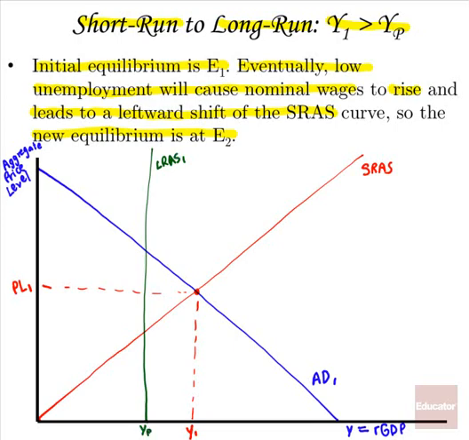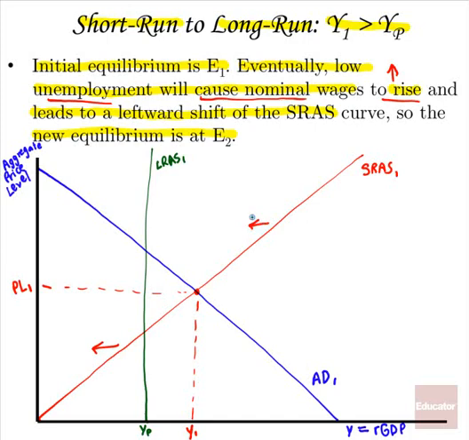So what happens? Eventually, low unemployment, because the economy is basically heating up. It's greater than its potential output. It will cause nominal wages to rise. If wages rise, we know that that's one of the reasons that would shift the SRAS back to the left. So the SRAS shifts to the left here.